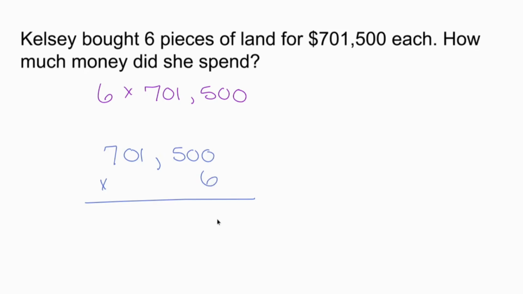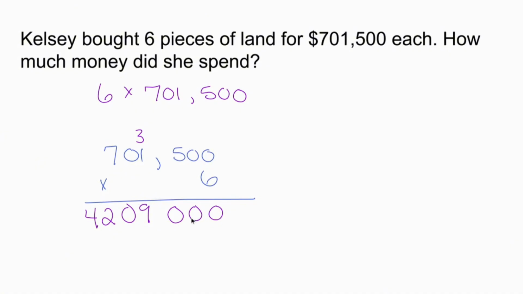6 times 0 is 0. Okay. 6 times 0 is 0. Okay. 6 times 5 is 30. So we write out our 0, carry over a 3. 6 times 1 is 6. 6 plus 3 is 9. 6 times 0 is 0. And 6 times 7 is 42. So since that's our last digit, we're going to write all of 42 out.